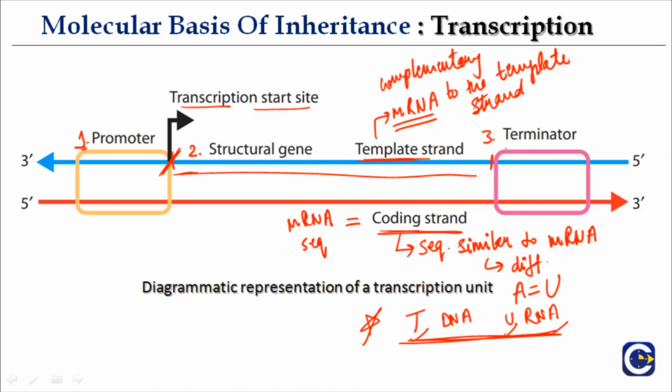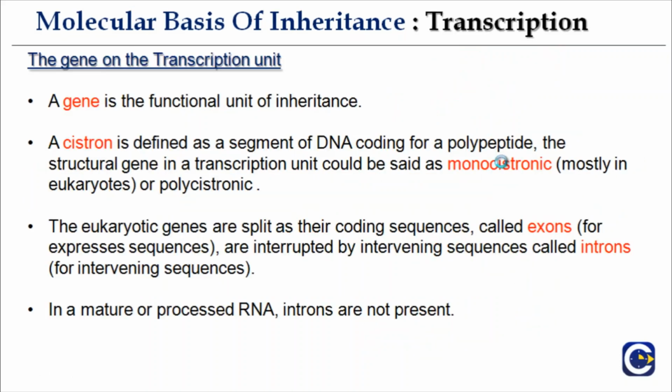And the third sequence is the terminator. As the name suggests, it causes termination of transcription. Now, the gene in a transcription unit. A gene is a functional unit of inheritance. We all know this. What is a cistron? A cistron is defined as a segment of DNA coding for a polypeptide.